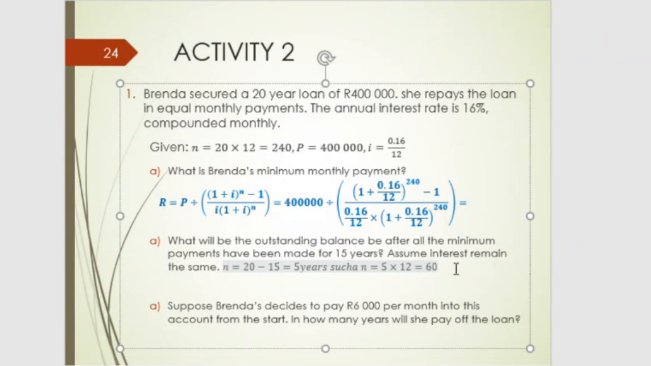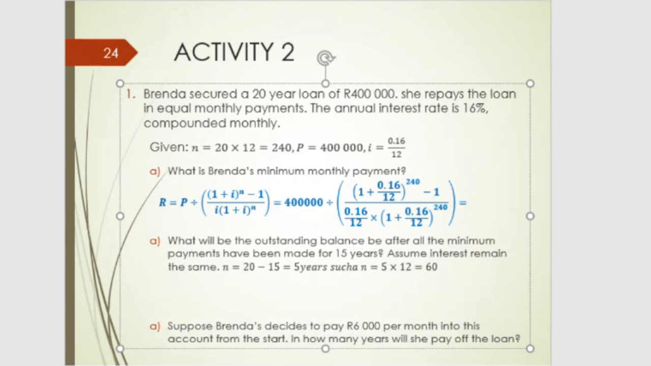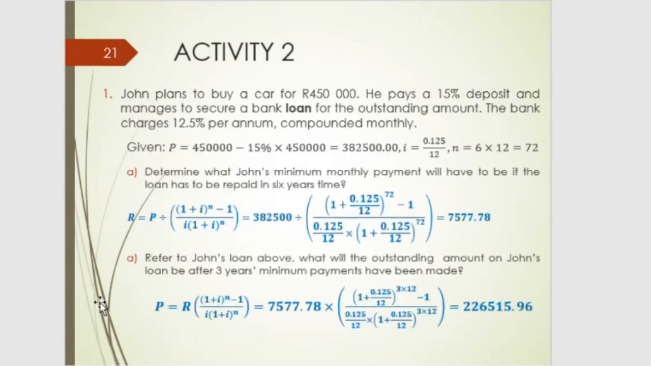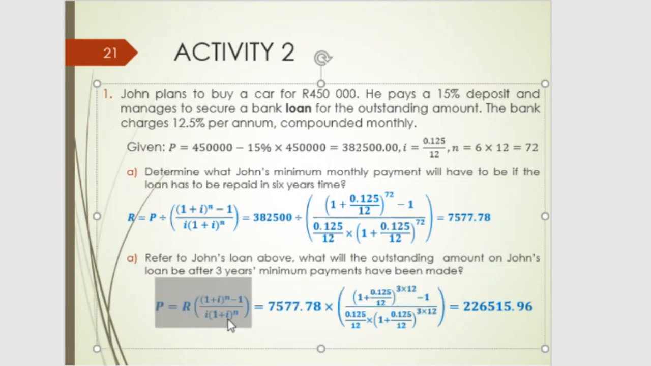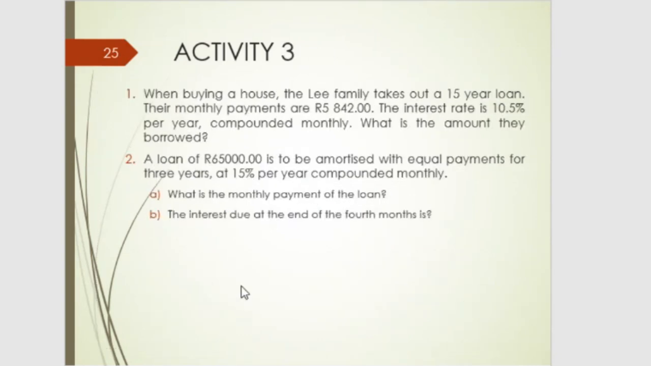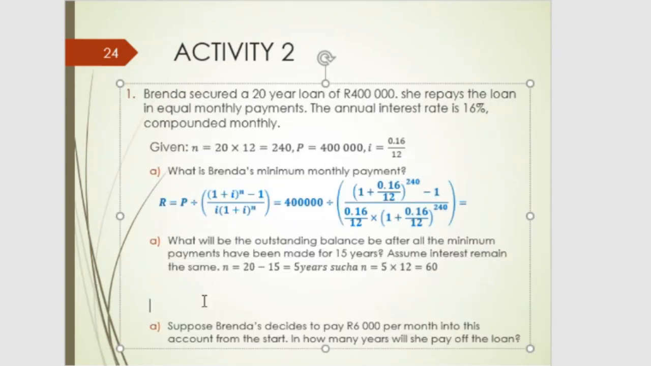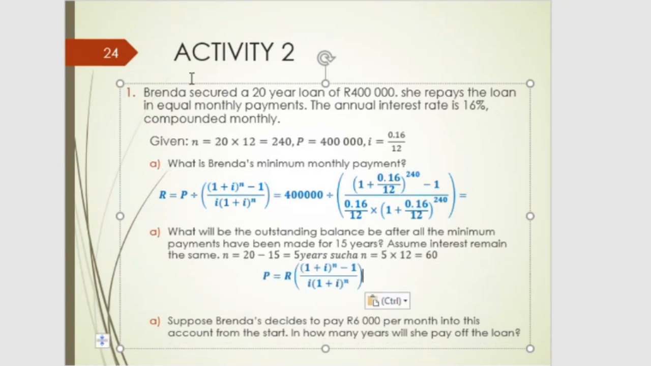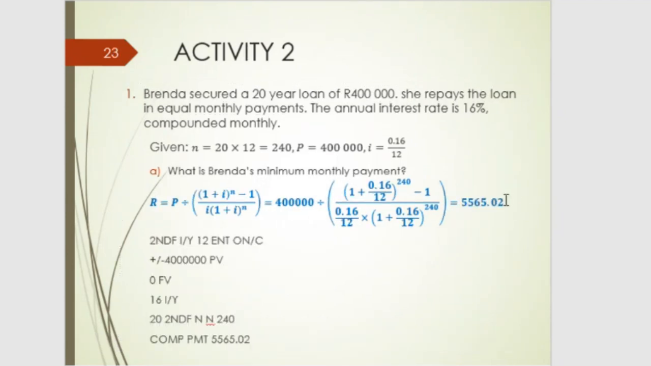So it means you need to calculate it using 60 months. We need the formula to calculate the present value. Okay, I think this is the one that can help us. Yes, the present value. So the payment, where am I now? Okay, the answer.